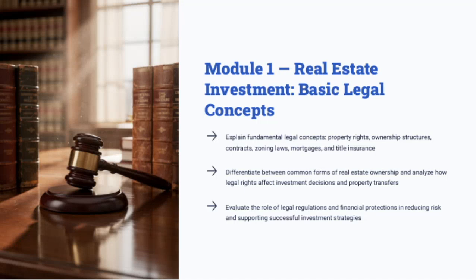Let's explore how legal regulations and financial protections play a crucial role in reducing risk and supporting successful investment strategies. These elements help create a safer environment for investors, providing clarity and security. Next, we'll differentiate between common forms of real estate ownership. Understanding these variations is key because legal rights vary depending on the ownership structure, and that influences investment decisions and how properties are transferred.